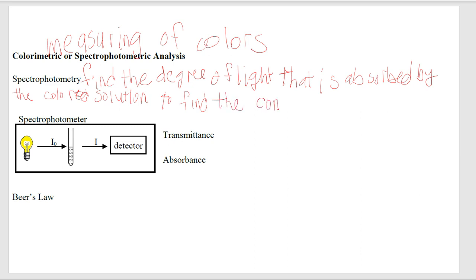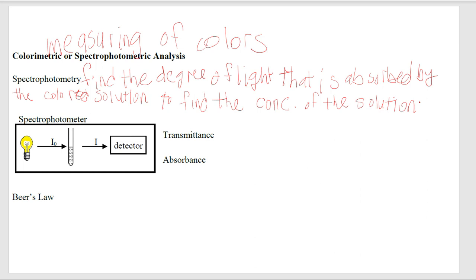I'm going to abbreviate concentration as CONC, of that solution. Right, so the darker it is, the more concentrated it is; the lighter it is, the less concentrated or the more dilute it might be.